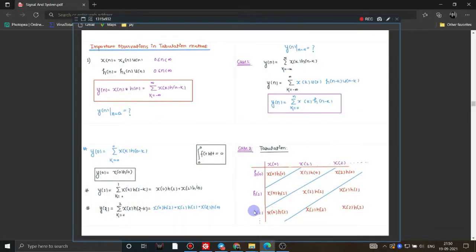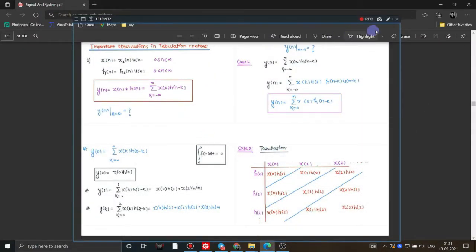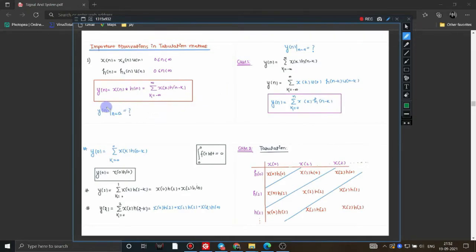Now we have the importance of equation tabulation. So, what is case 1 and case 2? This new concept: if the question asks what is the value of y at n is equal to a.